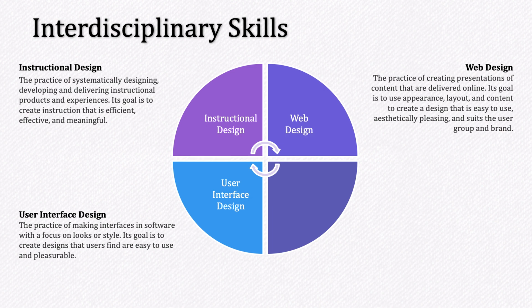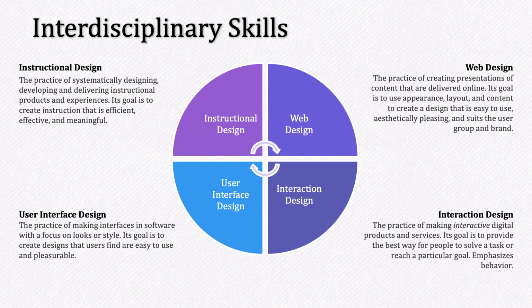Arguably, the fourth skill area has to do with interactivity because today's multimedia is not static. Thus, we may want to draw on interaction design skills. So what is interaction design? Well, interaction design is the practice of making interactive digital products and services. Its goal is to provide the best way for people to solve a task or reach a particular goal. It emphasizes behavior. Now, all of these skills overlap to some degree, and you don't necessarily need to be an expert in all of them.